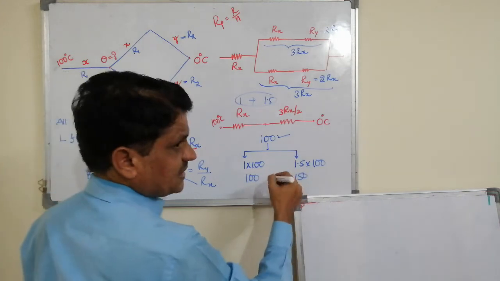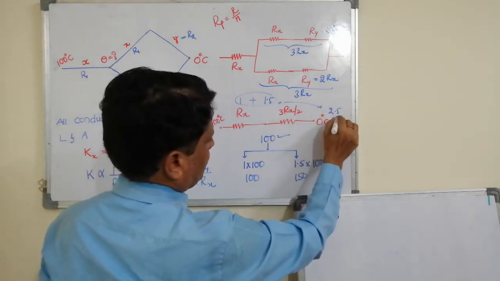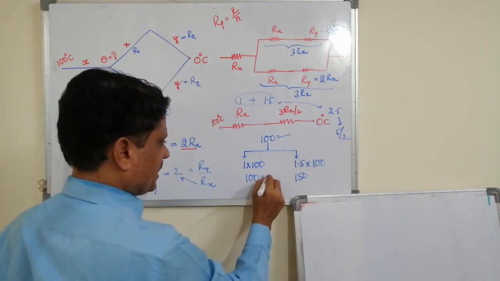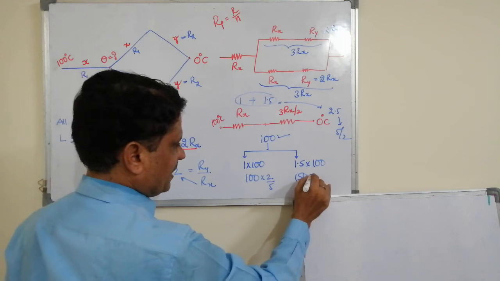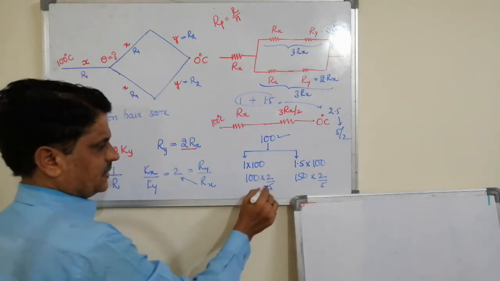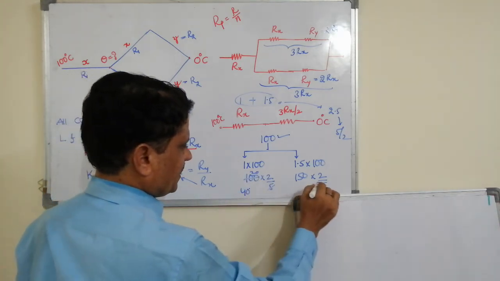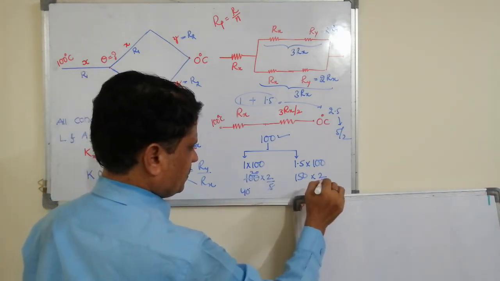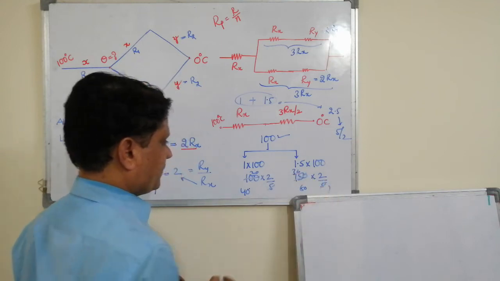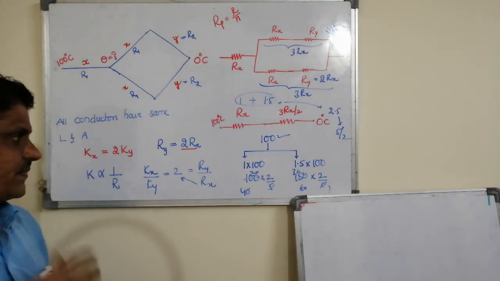This 2.5 is nothing but 5 by 2. Actually I have to divide, but instead of dividing I am multiplying by 2 by 5. So 5 ones are 5, 5 twos are 10, so 40 degrees. 5 ones are 5, 5 threes are 15, so 60. Means this is dividing into 40 and 60.